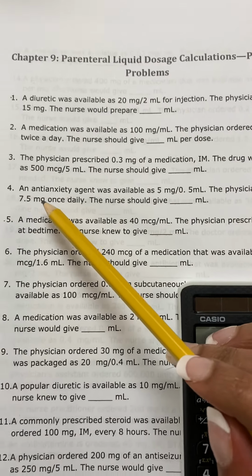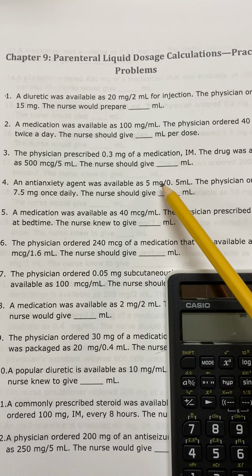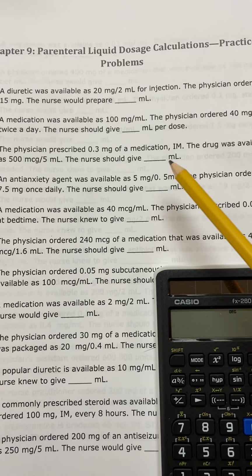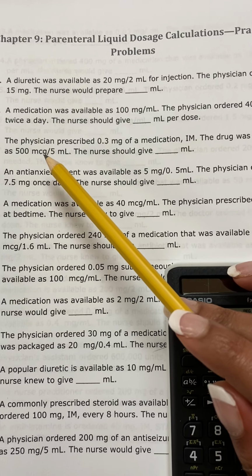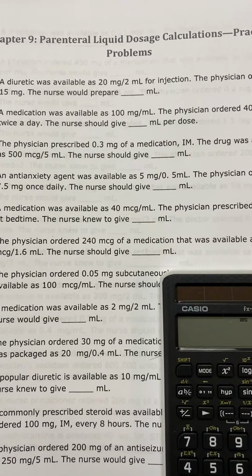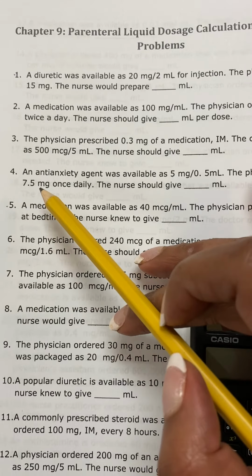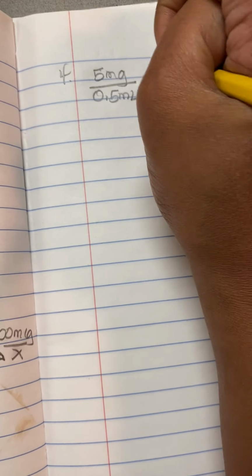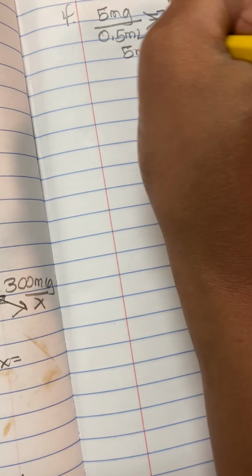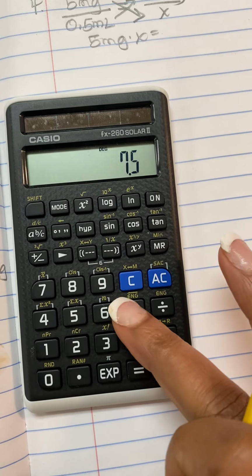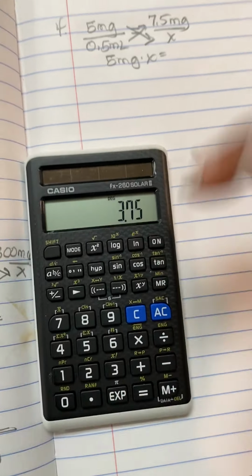So look at how the units match on number 4. Milligram, milligram. Okay, they're just leaving you with milliliter, milliliter. But right here, milligram, microgram, they don't match. So that's why you had to do a little bit more work and convert. Okay, here they give me 7.5 milligrams. So that goes here at the top, milligram to milligram. Match your units. Now you want to cross multiply. So 5 milligram times x equals, let me get my calculator, 7.5 times 0.5 equals 3.75.